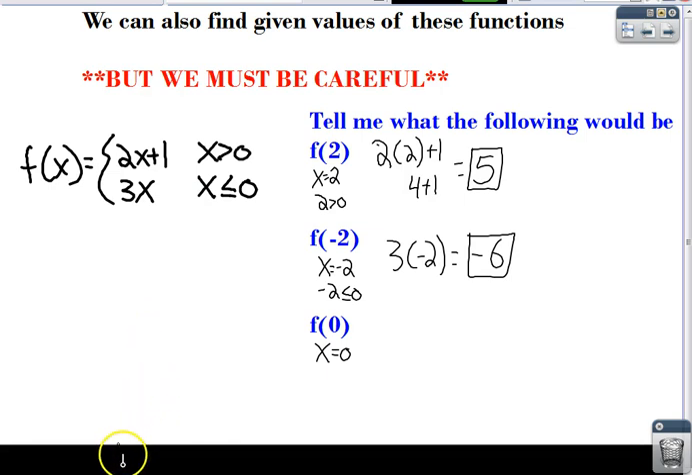Not good. So x being 0 here, which function is this allowed to go in? 0 greater than 0? No, it is not. Is 0 less than or equal to 0? Yes, it is. So I substitute into the bottom function. Can't do it in the top function because that constraint will not allow me to do that.